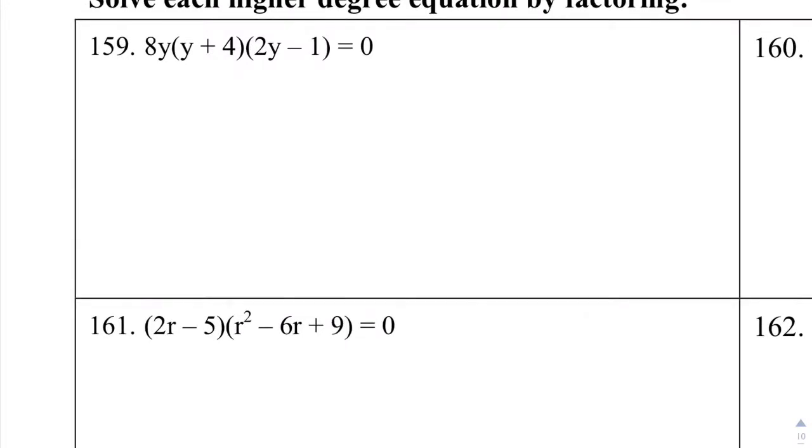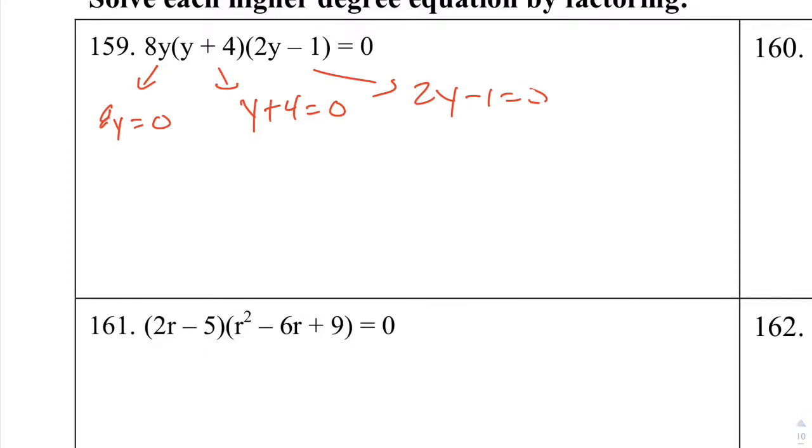Okay, so you don't actually have to multiply these out, right? Kind of looks like we might, but you don't have to. You're just going to say, well, either this equals 0, this equals 0, or this equals 0, right? So we have 3 parentheses instead of 2, but same principle. If it equals 0, one of them has to be 0.